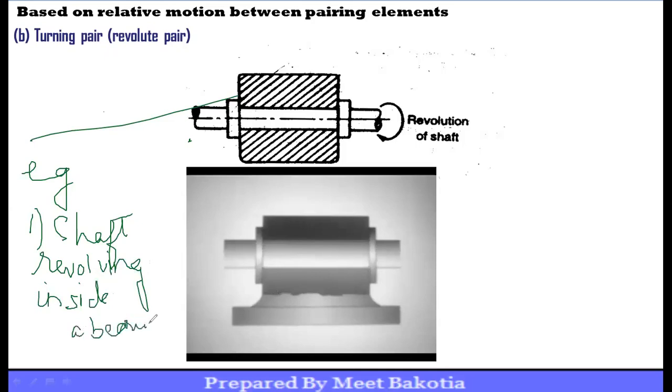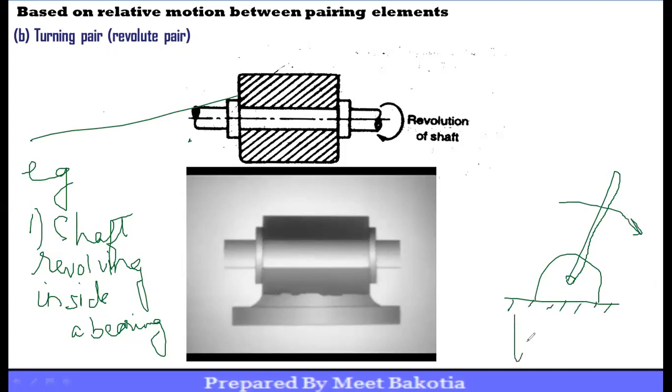What could be the possible other examples? Suppose this is a crankshaft with respect to one fixed link. Then you will see that the crankshaft also revolves with respect to the fixed link, which I'm going to call a frame. Then this is also an example of a turning pair or revolute pair. The wheel turning over its axle is also an example of a turning pair. The lathe spindle supported in the headstock is also an example of a turning pair or revolute pair.